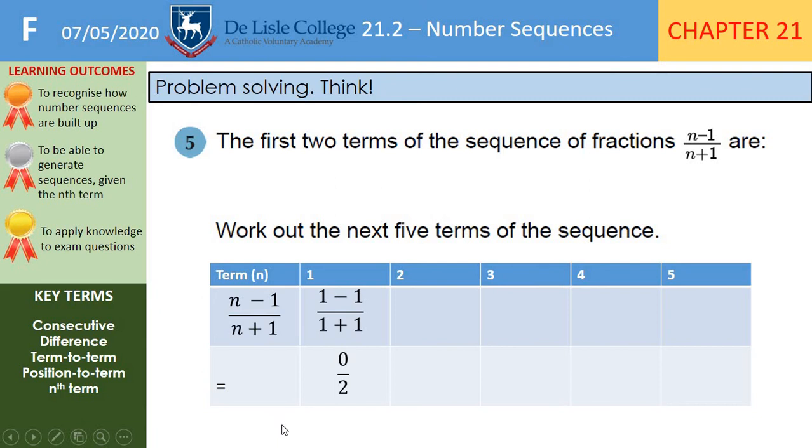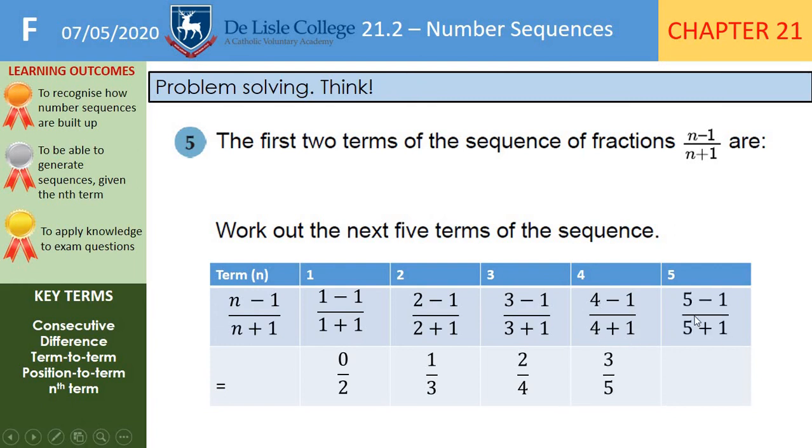Hopefully you now get the gist of what you're doing. So when n is 2, well, 2 take away 1 is 1, and 2 add 1 is 3. So it's 1 over 3. If you now feel confident, I would like you to pause the video, work through the other 3 terms. Right, brilliant. Then we've got n is 3. Well, 3 subtract 1, the top here is 2, and 3 plus 1 is 4. And then we've got here, n is 4 this time. So 4 subtract 1 is 3, and 4 plus 1 is 5. And then we've got n as 5. 5 subtract 1 is 4, and 5 add 1 is 6.